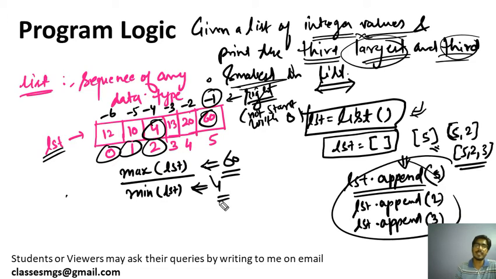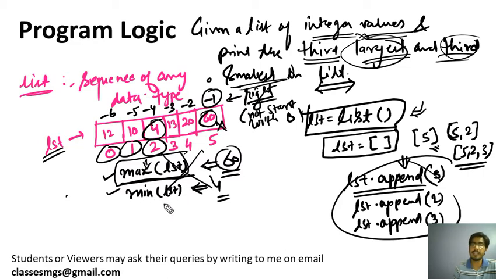So one logic is this: you can calculate the max and remove this max from this list 2 times. If you remove this maximum 2 times from the list, then the maximum at the third time will be the third maximum element. But we are not going to discuss this logic. I am going to discuss some other logic. If you keep on deleting the maximum element from the list 2 times, then the third time this max function will return you the third maximum number.